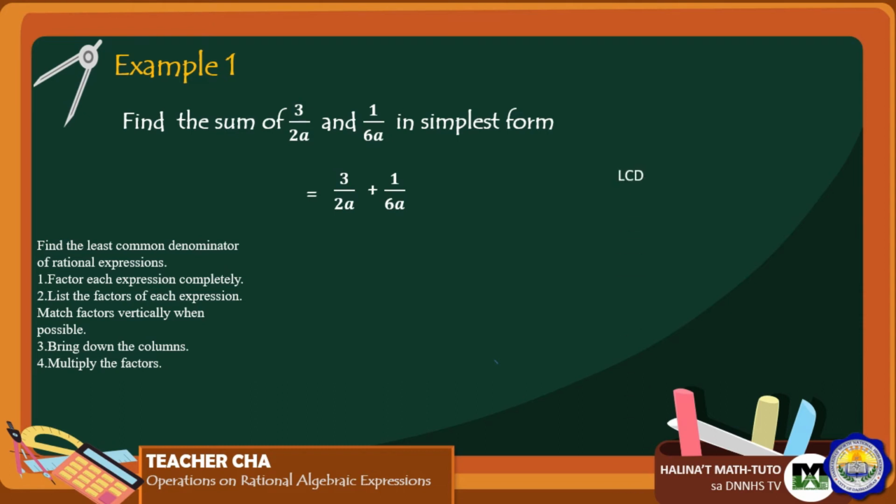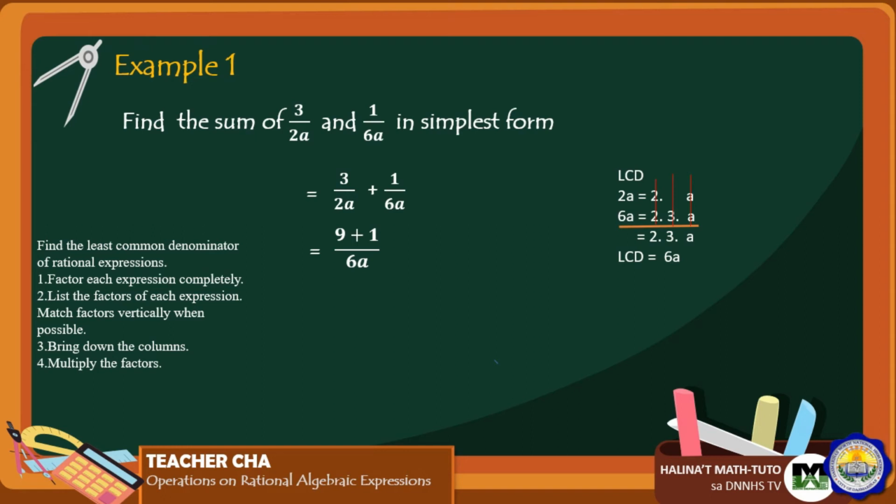So we have 2a, 2 times a, 6a, you have 2 times 3 times a. Okay, match the factors vertically. We have there 2, 2, 3, and then a. We're going to bring down the columns. So bring down 2, 3, and a, and then multiply the factors. So 2 times 3 times a is equal to 6a. Therefore, the LCD is 6a. So writing under the denominator 6a, so you have 6a. Divide 6a by the denominator of our first term.